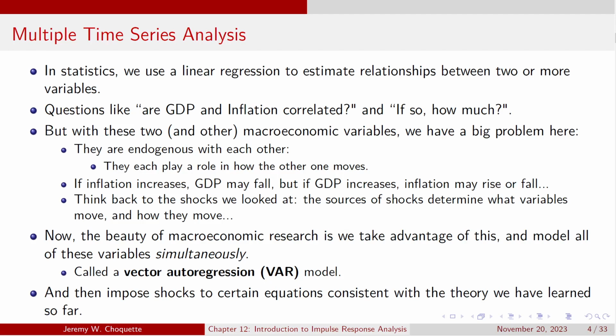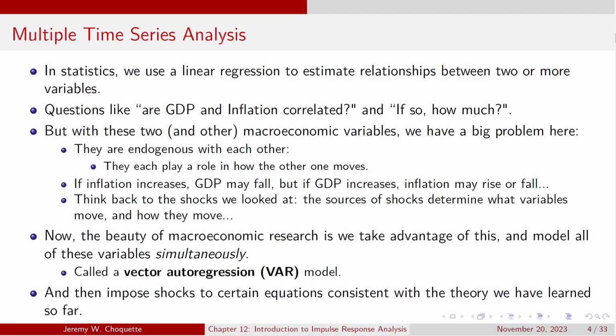If GDP and inflation rise together, that's a certain type of shock. If GDP and inflation move in opposite directions, that's another type of shock. We've learned both of those shocks recently. So the source of shocks really determines what variables move and how they move.